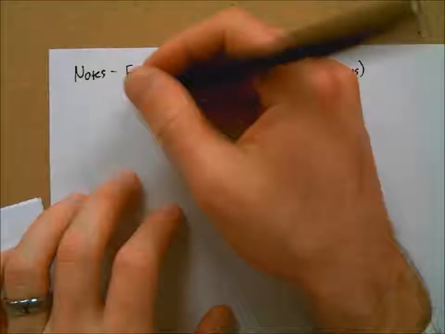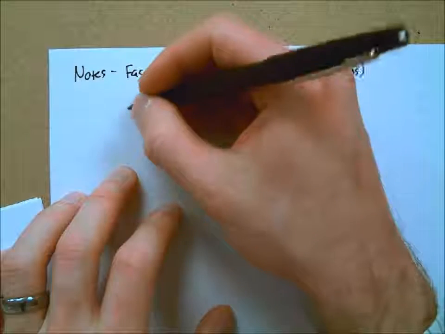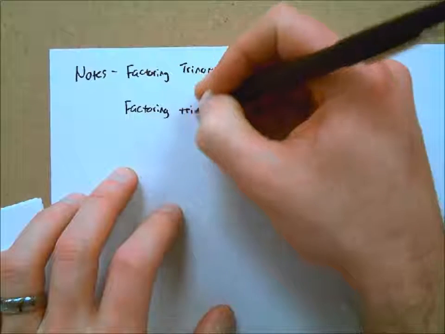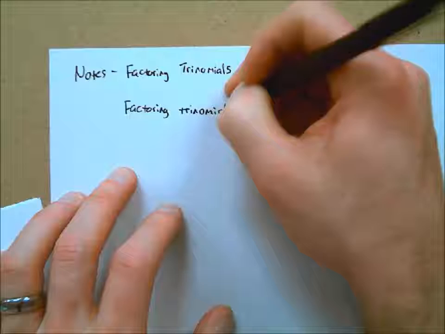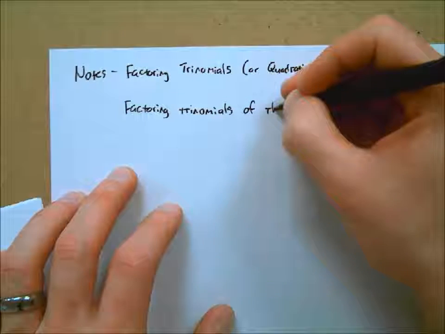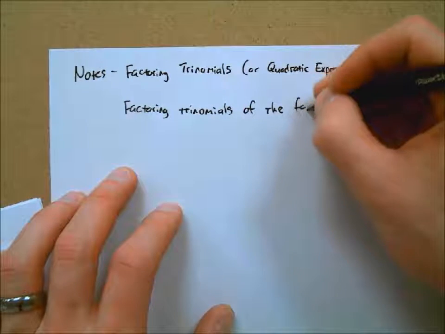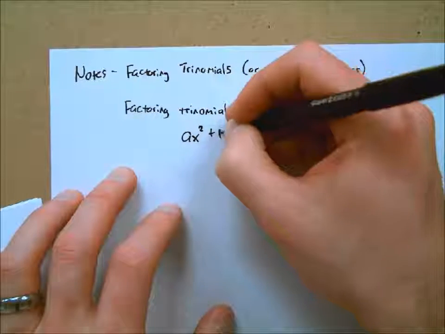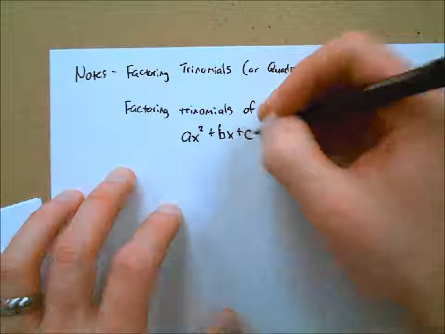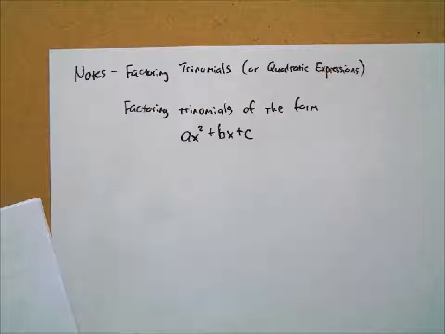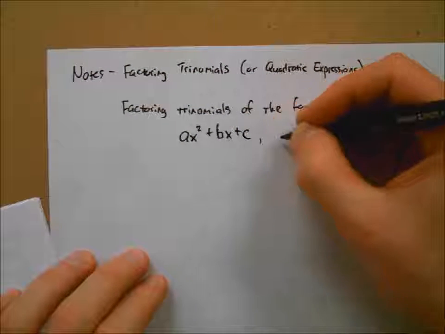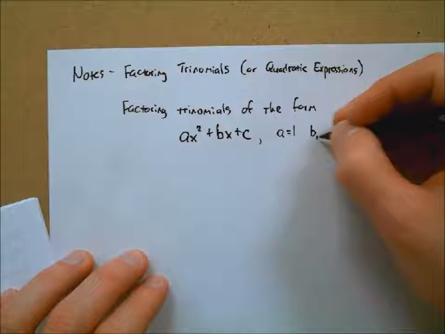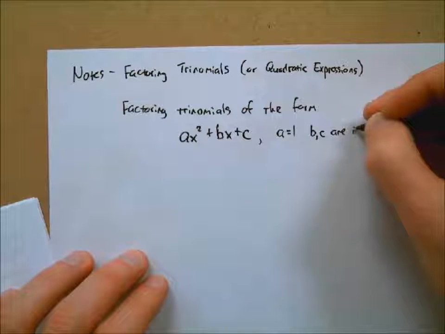And so today, we're going to be factoring trinomials of the form ax squared plus bx plus c, where a equals 1 and then b and c are integers.